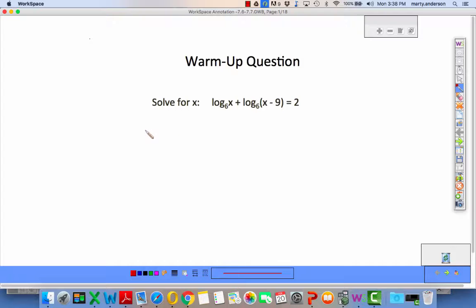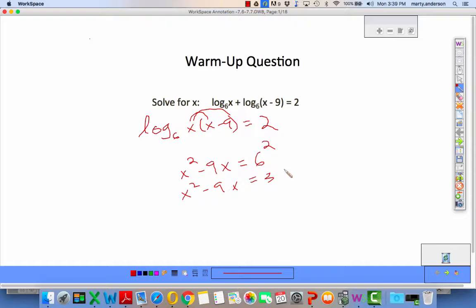I would start by applying the product rule, which would tell me the log base 6 of x times x minus 9 equals 2. And now I would rewrite it in exponential form, which means base raised to the exponent. So I would leave this one here, and I would multiply this all at the same time. X squared minus 9x equals 6 to the second, which gives me x squared minus 9x equals 36, which means I have a quadratic equation. X squared minus 9x minus 36 equals 0.